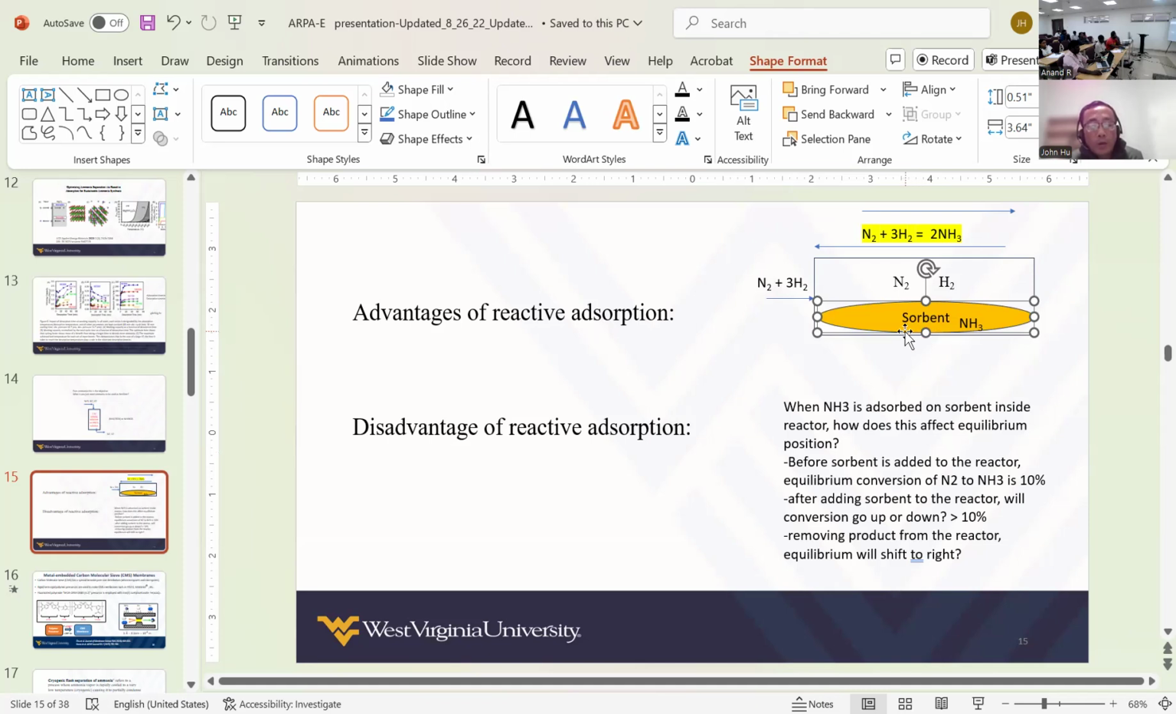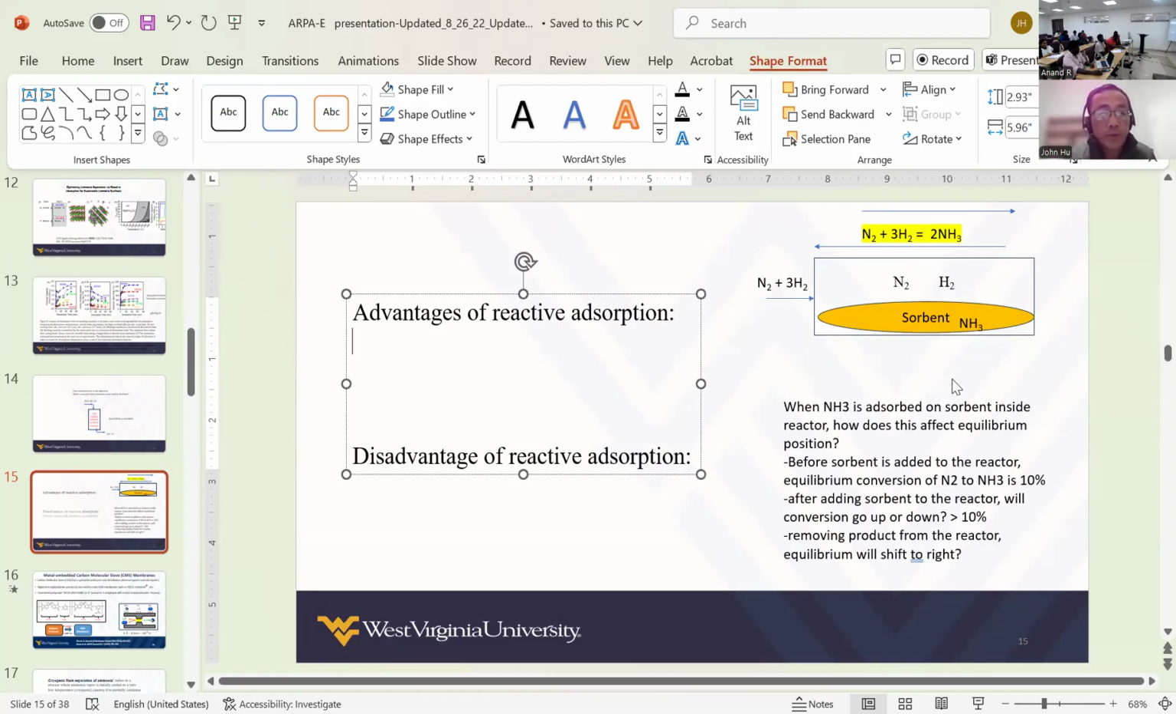So now it sounds good. All right. So when you add a solvent in the reactor, equilibrium shifts to the right, you have higher conversion, greater than 10%, over 10%. What's the advantage of reactive adsorption? This is called reactive adsorption. We already talk about increased conversion. Any advantage of this? We will talk about disadvantage. And then what's another one?